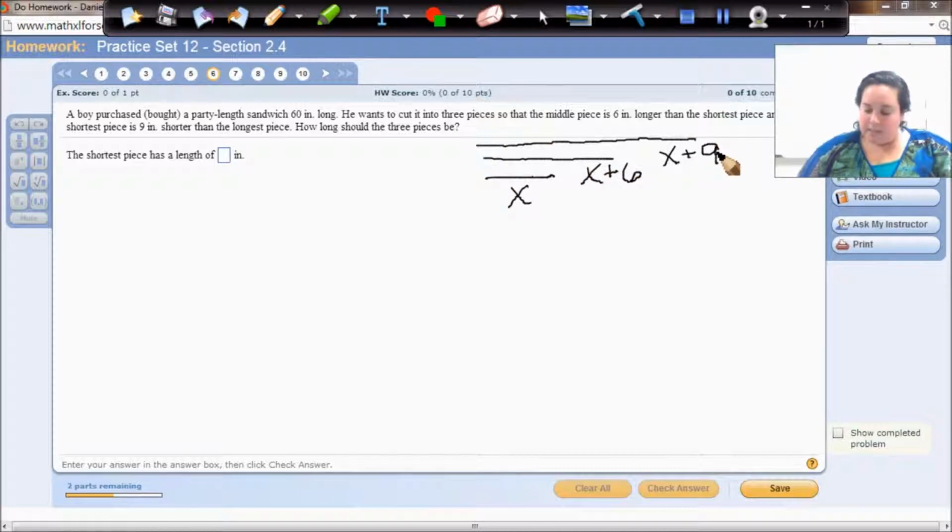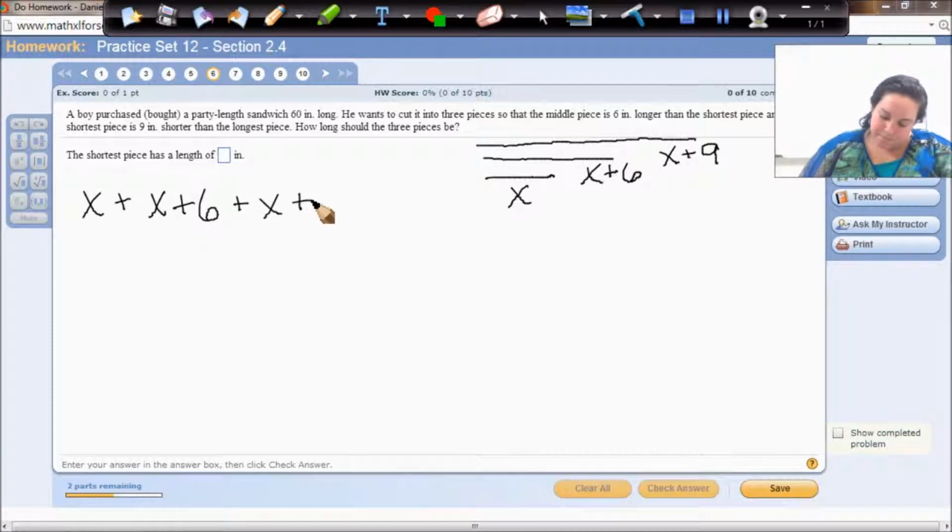That helps us find an equation. So we know the whole thing is 60. So if we add up the shortest piece plus the middle piece plus the longest piece, we should get 60 inches of sandwich.